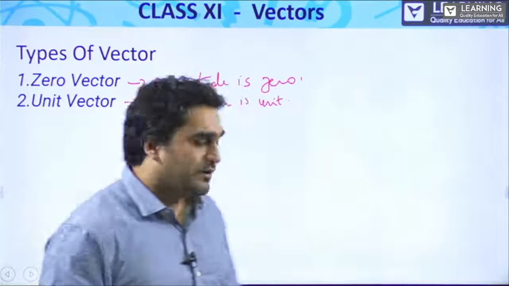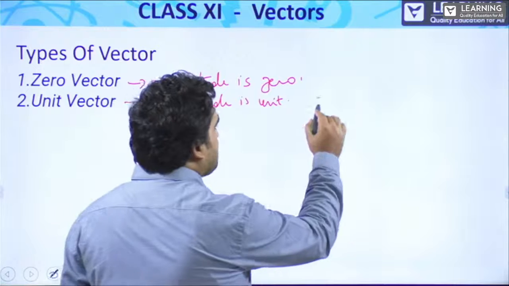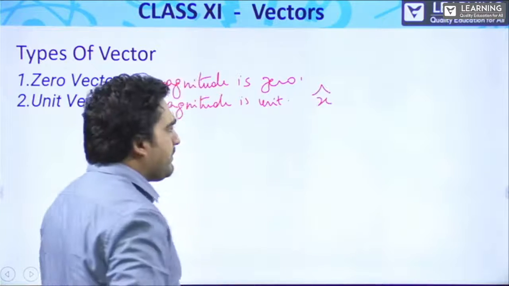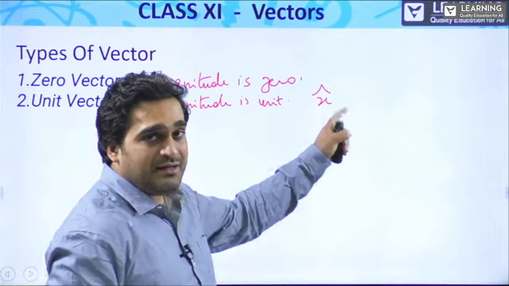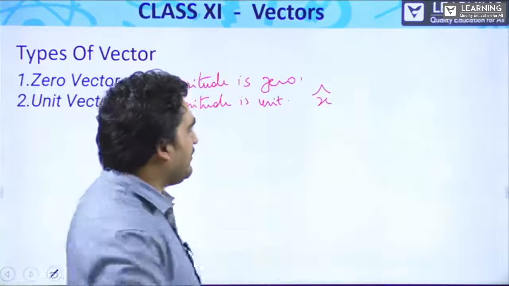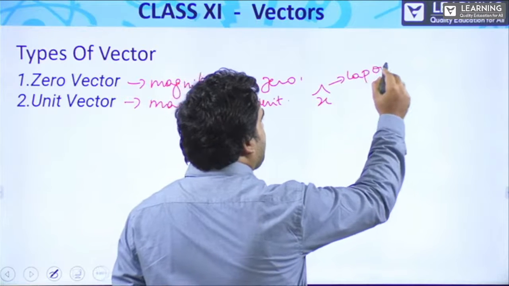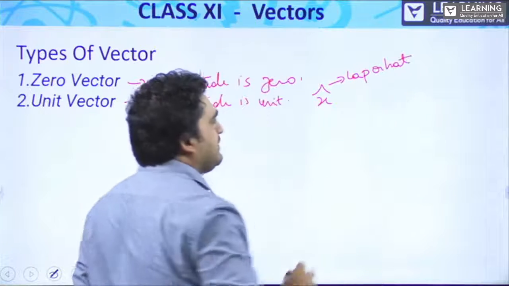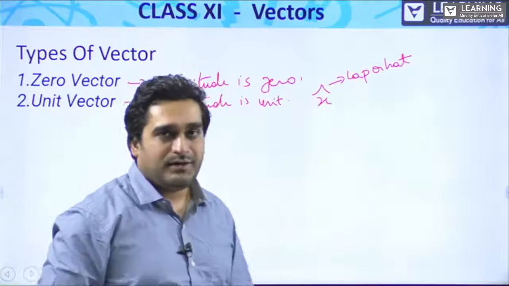So unit vector, let's say along the x-axis, is usually represented with an x cap. X, and this hat, what you see overhead, is called a cap or x hat. You can call it cap or a hat. Both mean the same. So x cap or x hat.